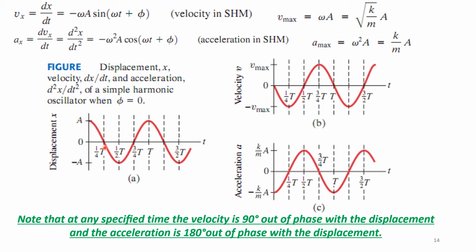Then this is the variation of x. X varies between minus a and plus a, where velocity varies from the minimum velocity to the maximum velocity, and the acceleration varies between the minimum acceleration and the maximum acceleration.